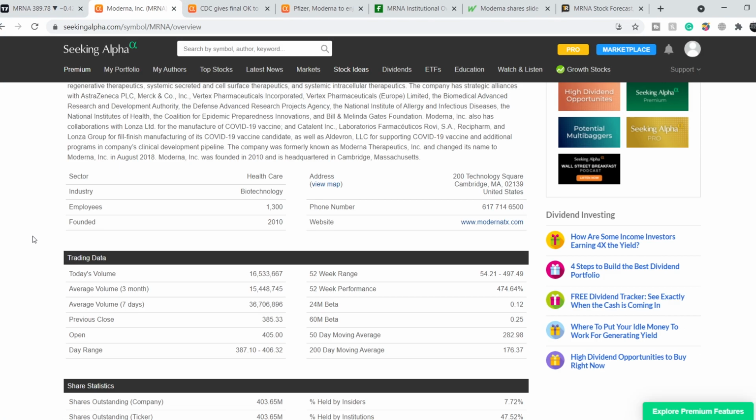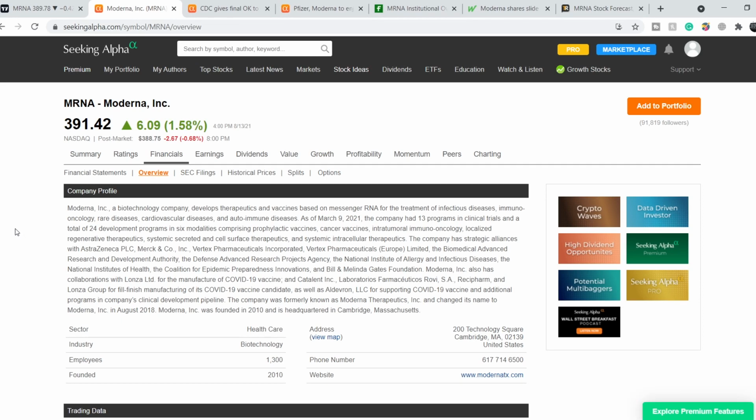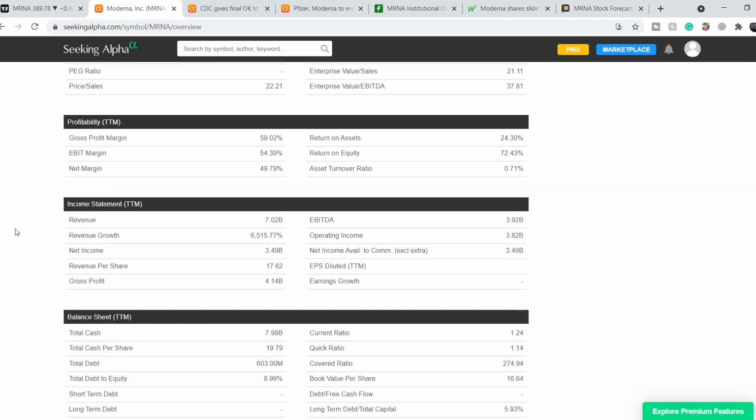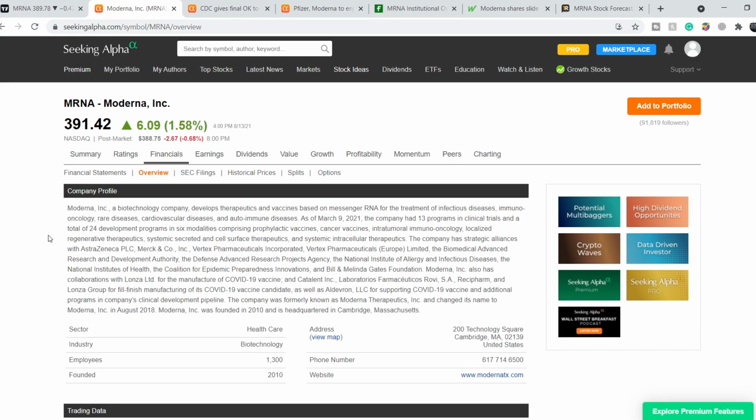And first of all, let me give you a sneak peek on the company profile. Moderna Incorporated, a biotechnology company, develops therapeutics and vaccines based on messenger RNA for the treatment of infectious diseases, immuno-oncology, rare diseases, cardiovascular diseases, and autoimmune diseases. And the main reason why this company has this mind-blowing revenue growth of 6,515.77% is their COVID-19 vaccine.